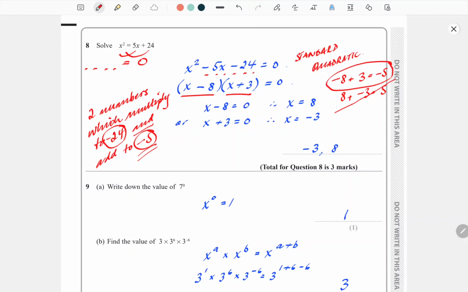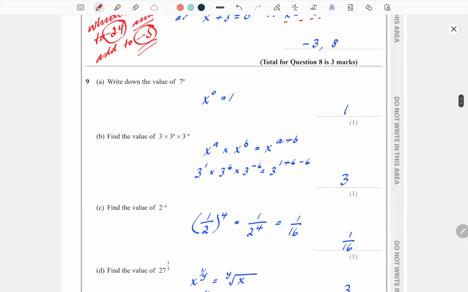With the usual thing, when two numbers multiplied equal 0, then at least one of them must be 0. So if x minus 8 equals 0, then x must be 8. And if x plus 3 equals 0, then x must be minus 3. So a little bit of quadratic revision there. Your answers are minus 3, comma 8, two values of x.